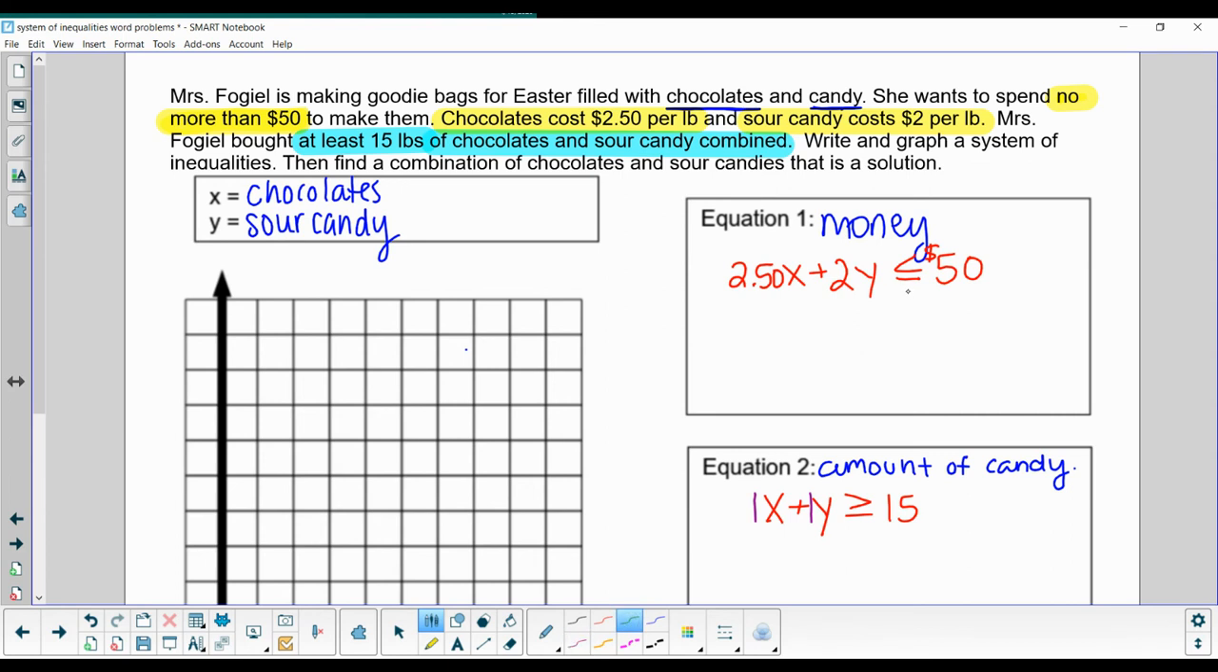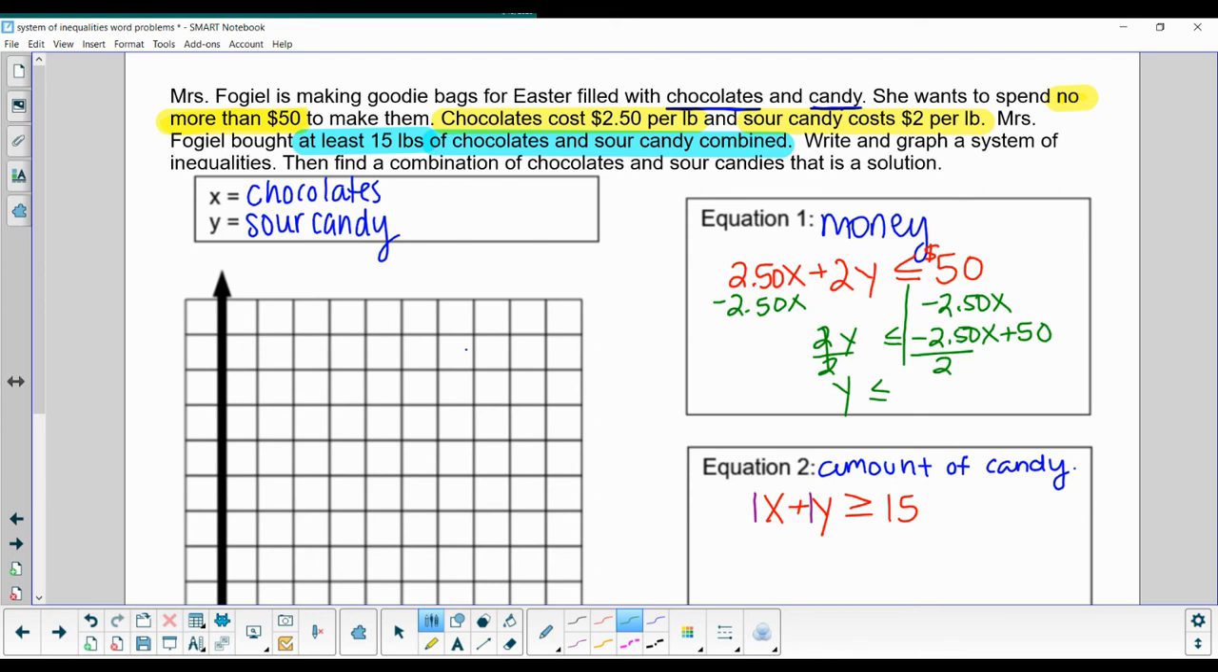So remember to solve for y. So I'm going to do the opposite with my x. Bring down everything that I have. And then divide by the number in front of y. When you divide negative 250 divided by 2, you're going to get negative 1.25.